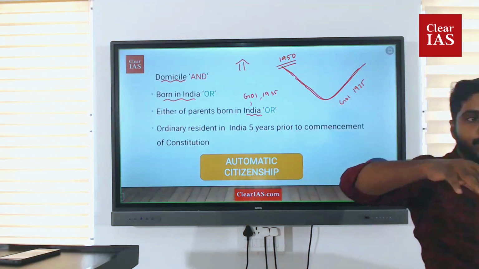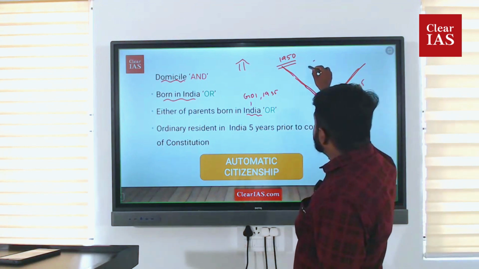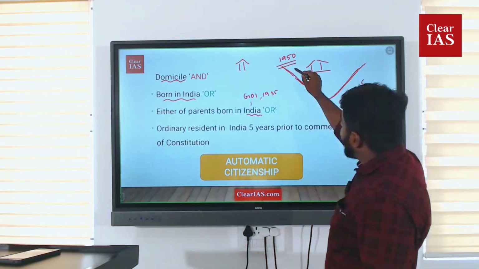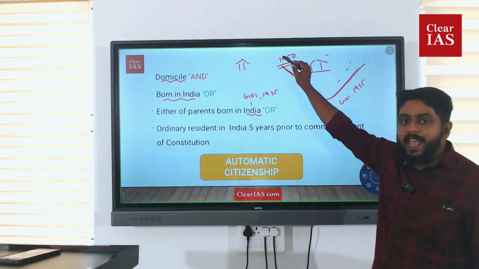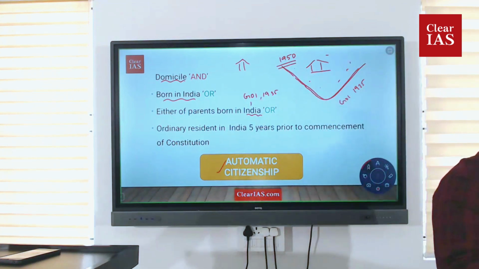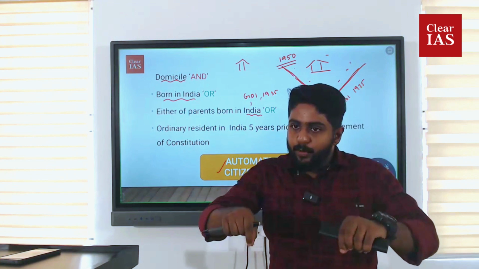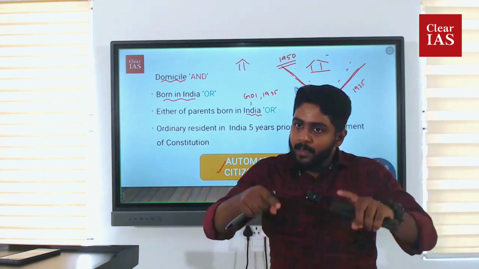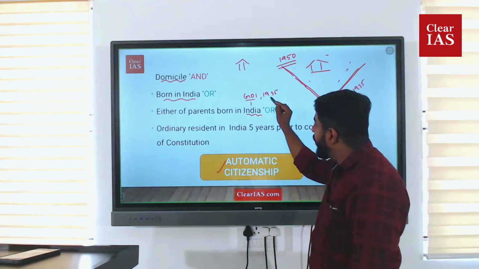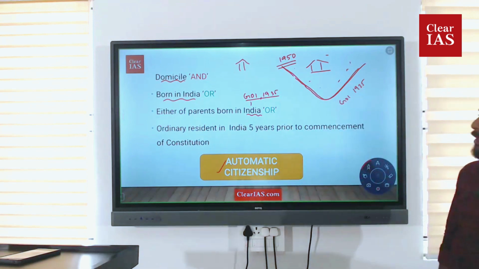So suppose this is the India as per Government of India Act of 1935. On the commencement of the Constitution, that is on January 26th of 1950, if a person has got domicile in India and that person is born anywhere in India, he will automatically be recognized as the citizen of India. He should have a domicile in the present India on Jan 26, 1950. But if he was born anywhere in India as per the Government of India Act of 1935, he will automatically be recognized as the citizen of India.